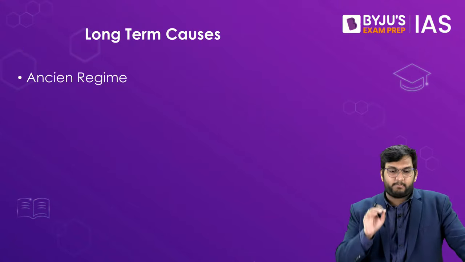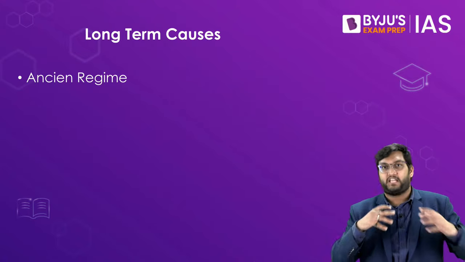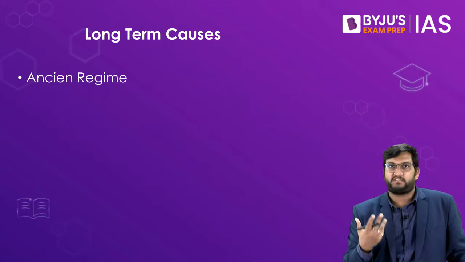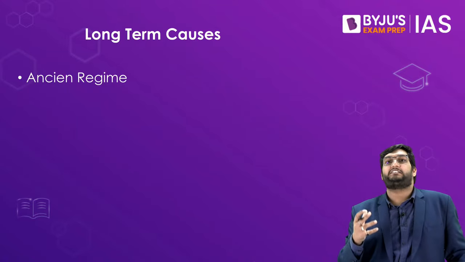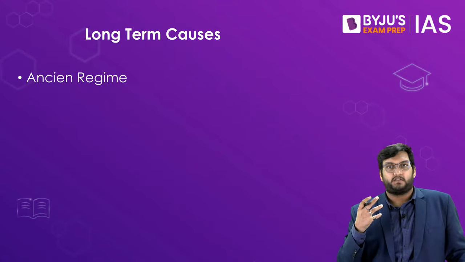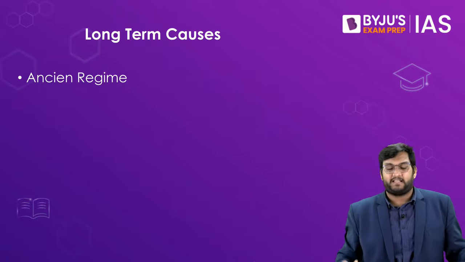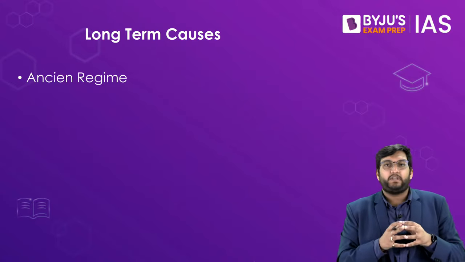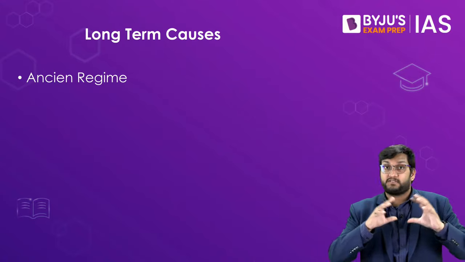So let's talk about the ancien régime itself, that why would a revolution such as the French Revolution happen in such a culturally bound French society, or in France itself. In order to understand that, we need to understand how the French society was divided.